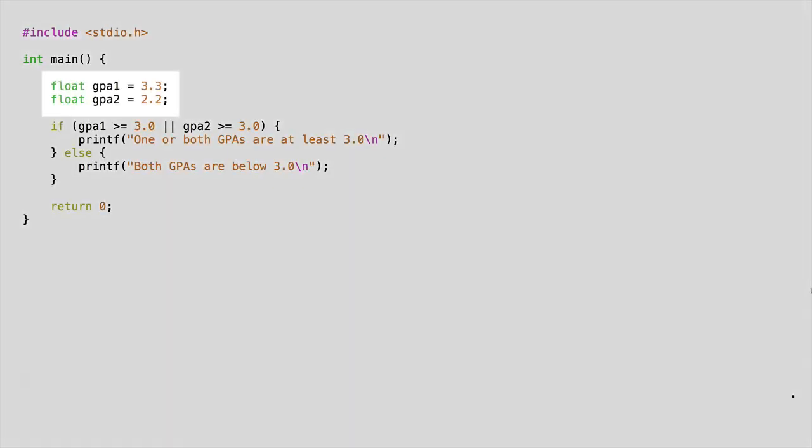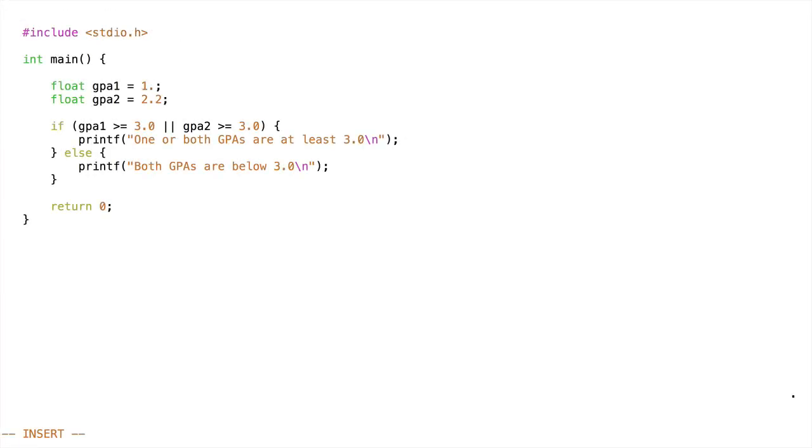These lines declare and initialize two variables to hold our GPAs. We've chosen 2.2 and 3.3 here. Notice that the first is not at least 3.0, but the second is. And here we use the logical OR operator. We can understand this operator as saying when GPA 1 is greater than or equal to 3.0, or GPA 2 is greater than or equal to 3.0, then the entire condition is true. Otherwise, it is false. This if statement will print the first message if one or both GPAs is at least 3.0. Otherwise, it will print the second message.